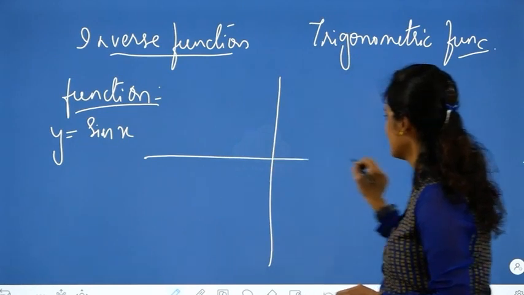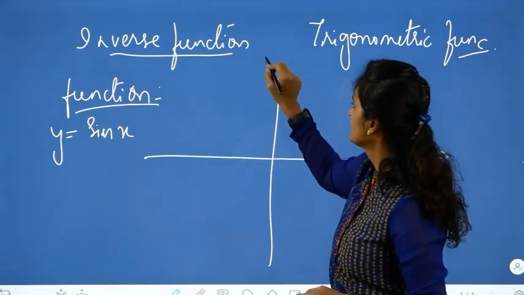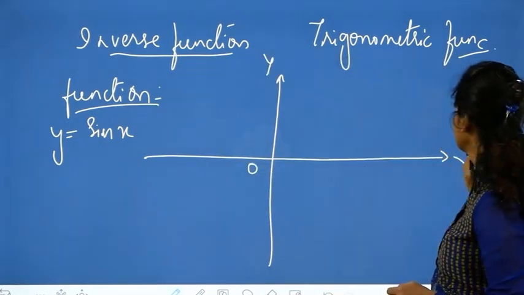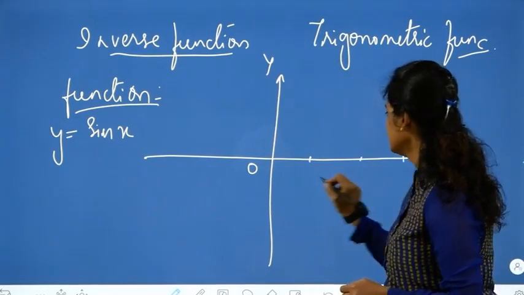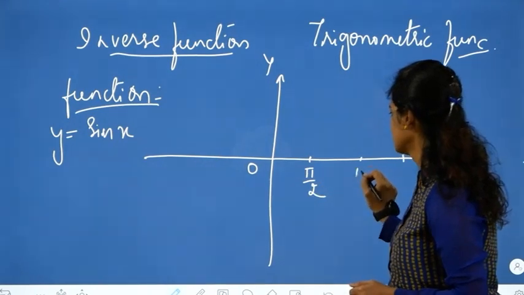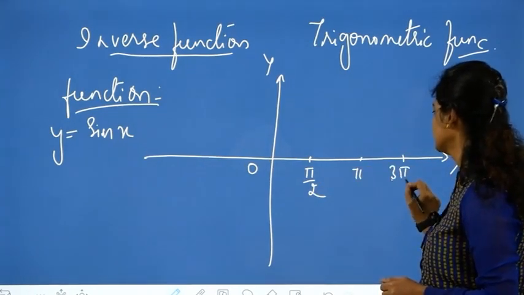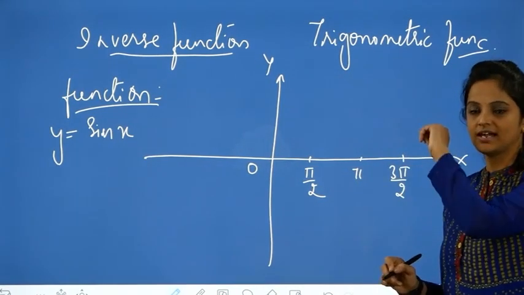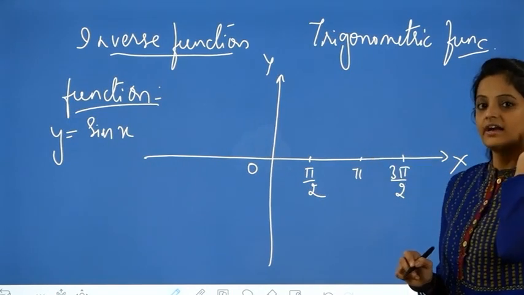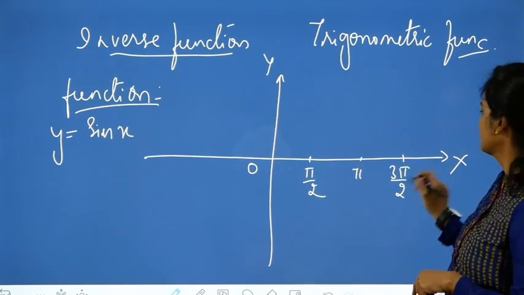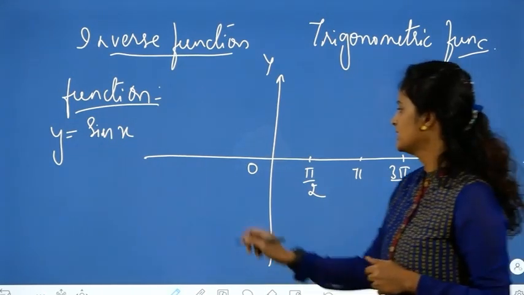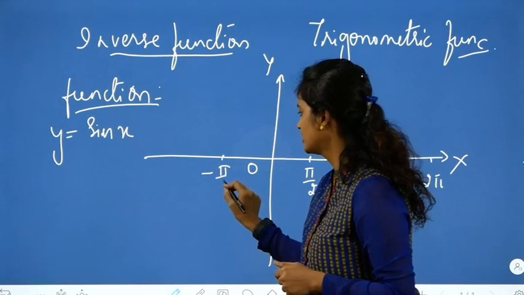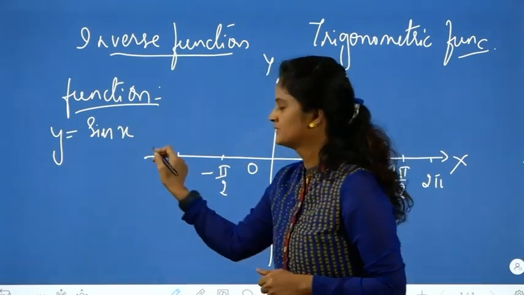we all know how the graph will be for sine x, y-axis, x-axis and origin. So I am taking all the angles here. Few angles you take. In one rotation, 0 degree, 90 degree and 180 degree and 270 going back to 2 pi I am taking. So this completes one rotation, right? So here if I take, it will be minus pi by 2, minus pi and so on.